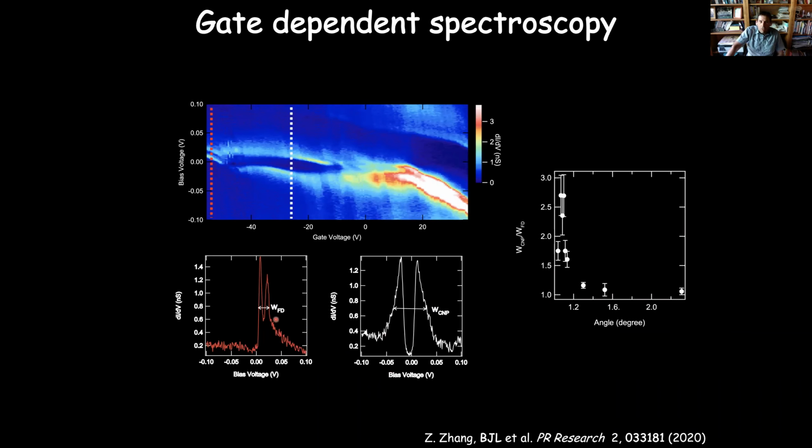Now, this is very sensitive to twist angle. We can look at the ratio between how broad they get at neutrality versus how narrow they are when they're depleted. That's this ratio here as a function of twist angle. If you go to high twist angle, basically that ratio is 1. Nothing happens. That tells us that interactions are not important in that system. But as you go to this magic angle, right around 1.1 degrees, there's a factor of about 3 enhancement of the width. That tells us that these are strongly interacting. There are strong correlations right around this magic angle of 1.1 degrees.